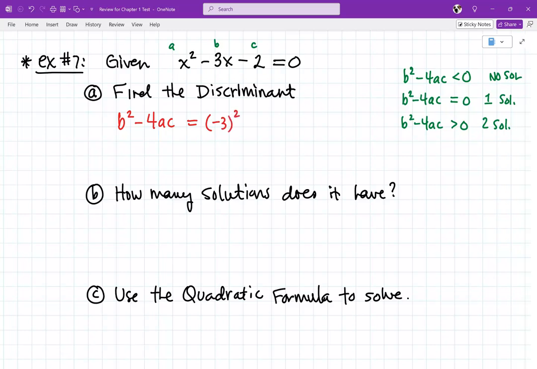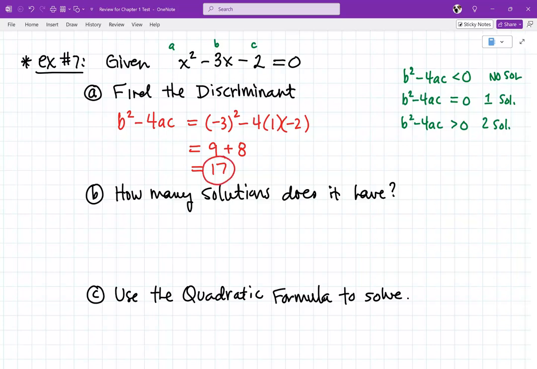Negative 3 squared minus 4 times 1 times negative 2. I just plugged it in. All right, negative 3 squared, that's 9. Negative 4 times 1 times negative 2, that's positive 8. So my answer is 17.